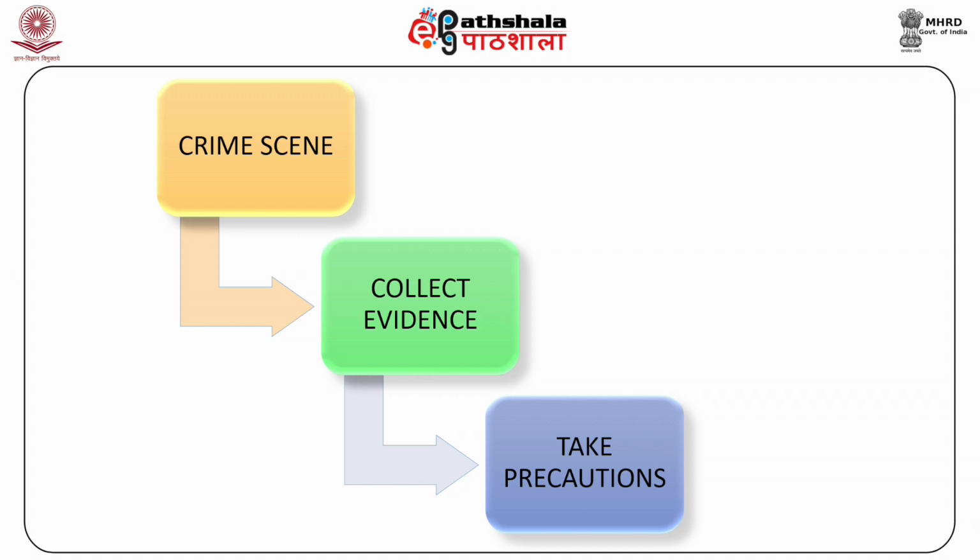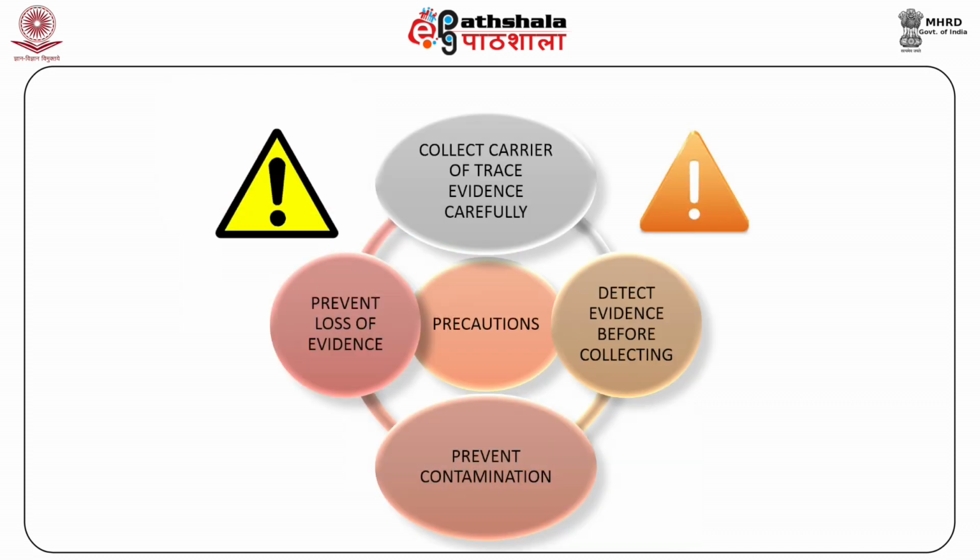Collection of trace evidence. After the location of the evidence from the crime scene is noted, the collection process for the evidence begins. There are two important precautions to be taken into account while collecting the evidence. The samples of trace materials like hair to be tested should be carefully collected, and along with this, the carrier on which the material is found, like the bedding or clothing, should be collected.